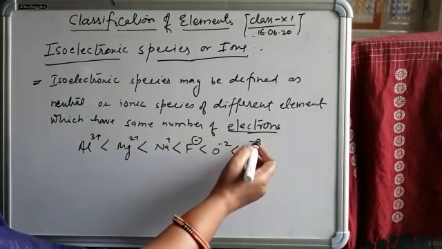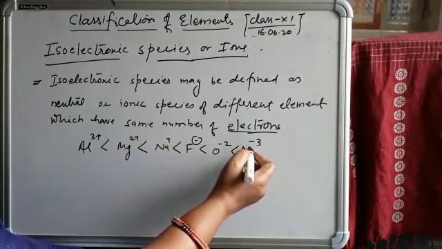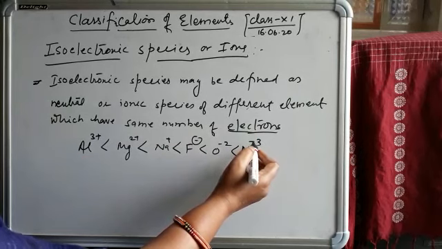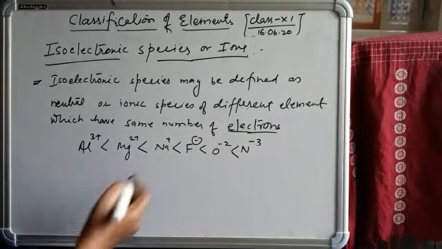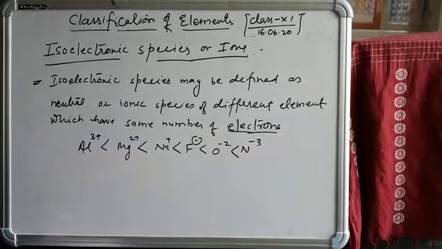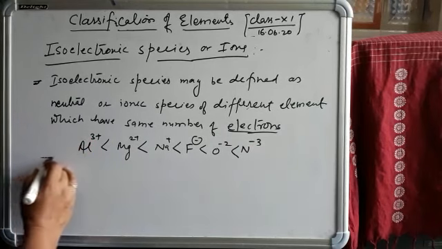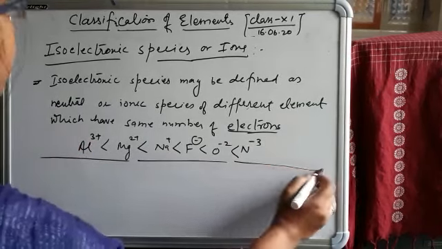Greater the charge on non-metals, bigger the size of the species. But in case of metals, greater the charge, smaller the size. Note down the point also.